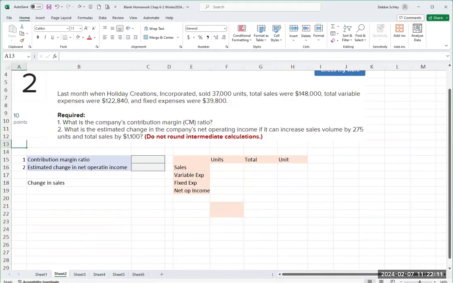Okay. Question 2. Last month, when Holiday Creations Incorporated sold 37,000 units. Okay, so they sold 37,000 units. Total sales were 148,000. Total variable expenses were 122,840, and fixed expenses were 39,800.